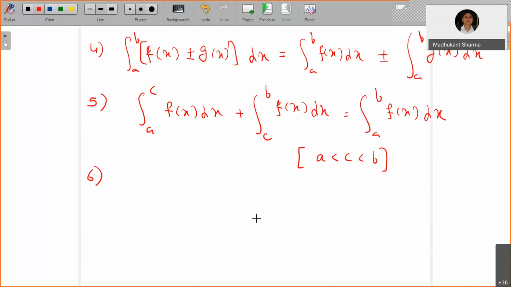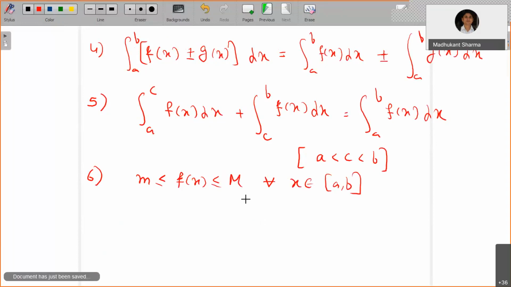Then the other property is: since f is Riemann integrable, it is necessarily bounded. So you have m less than or equal to f of x less than or equal to capital M for all x belonging to the closed interval [a, b]. So there exist some m, capital M in R, because f is Riemann integrable and hence necessarily bounded.